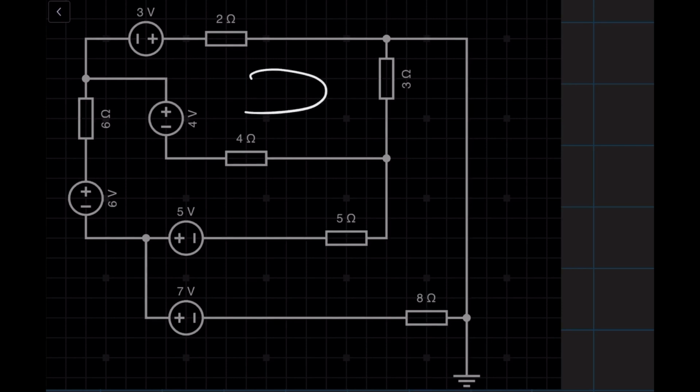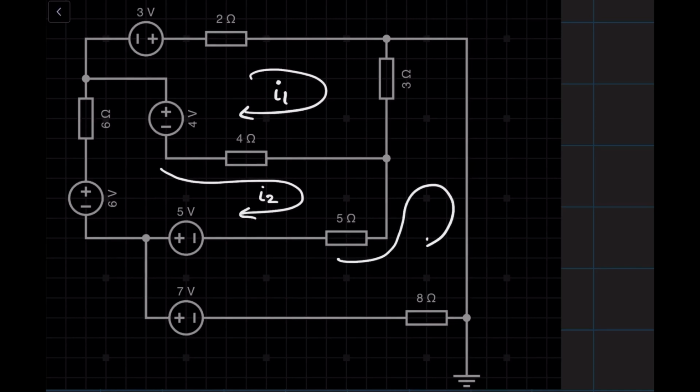I'm taking loop number 1 as this one, and loop number 2 I prefer this one, which is I2 moving in the clockwise direction. And I3, I am taking this one, the loop number 3, once again moving in the clockwise direction. Same steps, follow the same steps.